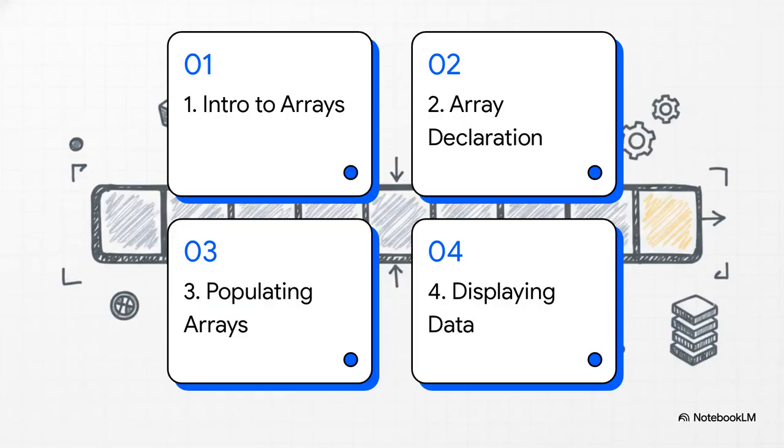Okay, let's dive into this. Here is our roadmap for today. First, we'll officially meet the one-dimensional array. Second, we'll look at the syntax for array declaration and indexing. Third, we'll cover populating arrays dynamically. And finally, displaying that data using loops.